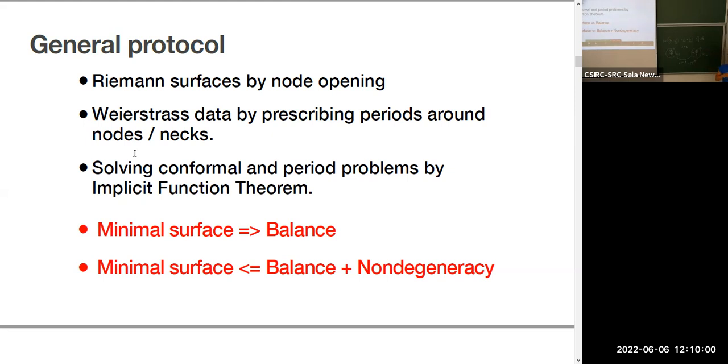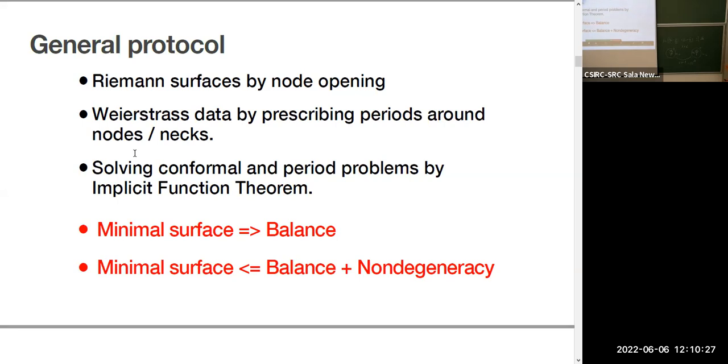So this will uniquely determine your meromorphic forms. Well, you also prescribe the residues along the punctures because you are meromorphic form. And then you need to solve the conformal and the parallel problems. And these should be solved at T equals 0 at the singular points.